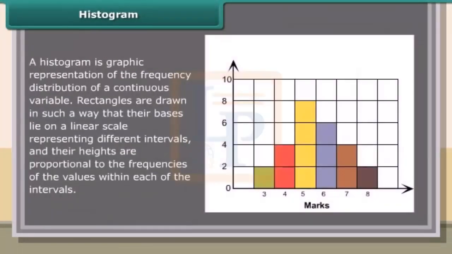Histogram. A histogram is a graphic representation of the frequency distribution of a continuous variable. Rectangles are drawn in such a way that their bases lie on a linear scale representing different intervals, and their heights are proportional to the frequency of the values within each of the intervals.